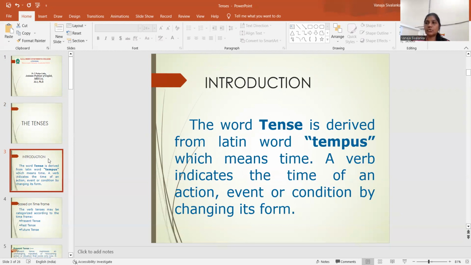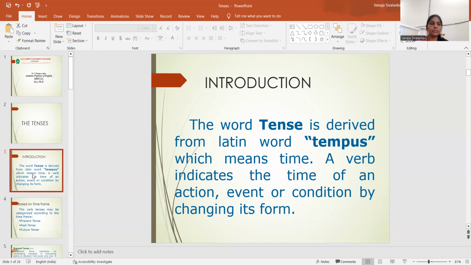This can be understood with an example. For example, she eats an apple. Here, eats is a verb which indicates action. She is a clever girl. Here, is is a verb which indicates state. She has a car. Here, has is a verb which indicates possession.